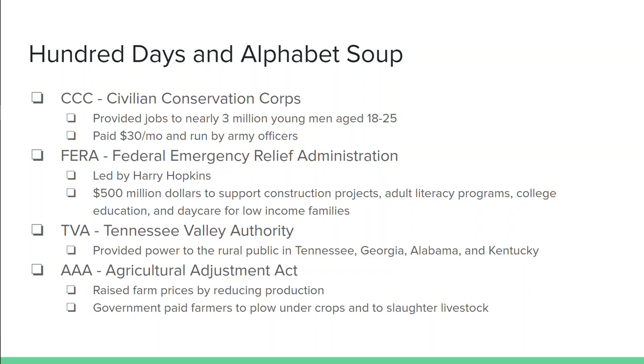Now, FERA was aimed at working through states and providing construction projects that put people to work. Over $500 million in FERA money went to building public buildings, bridges, adult literacy programs, college education programs, and even daycares. Next, we have the TVA, the Tennessee Valley Authority. That was authorized by FDR to provide power to some of the poorest places in America. Tennessee, Georgia, Alabama, Kentucky.